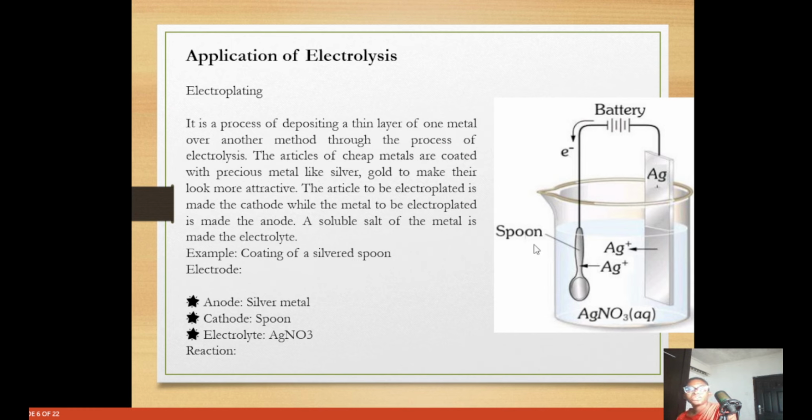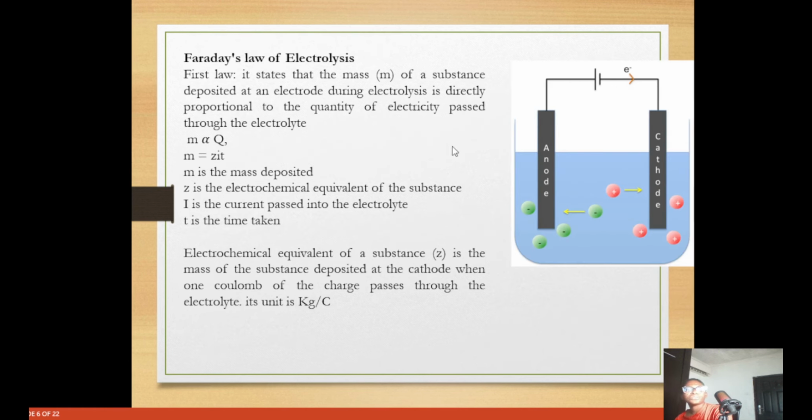The anode is the silver metal, the cathode is the spoon, and the electrolyte is what? AgNO3. So, Faraday's laws of electrolysis.